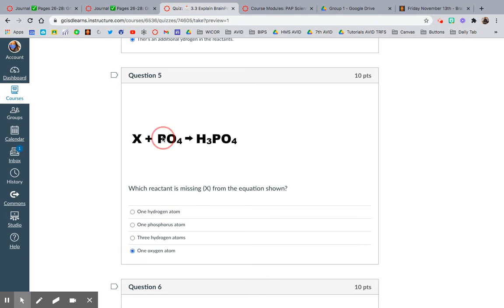So you need to see how many P's are on the left, how many P's are on the right, how many O's are on the left, how many O's are on the right, which one are we missing, and how many should it be?